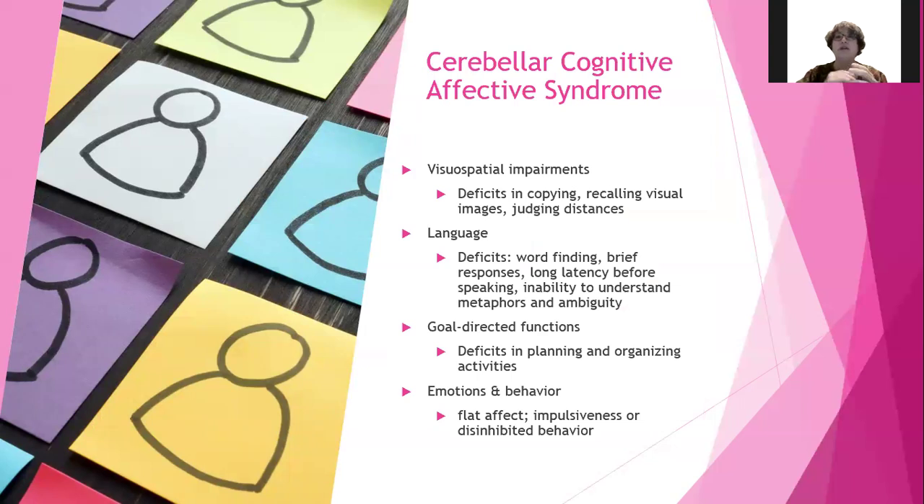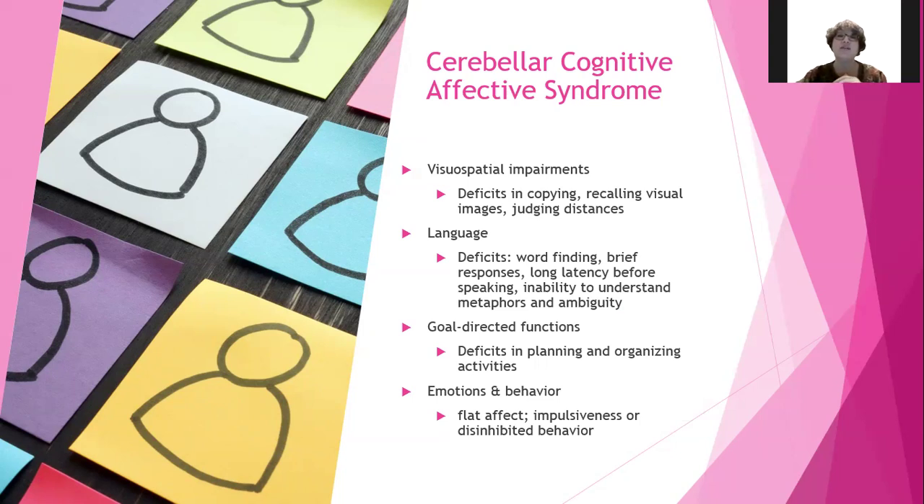Cerebellar cognitive affective syndrome includes visuospatial impairments, so deficits in copying and recalling visual images. We did that little activity where you had to draw, it was a communication activity, but if I just had a simple drawing and said, here, reproduce that, it doesn't work. People have difficulty recalling visual images and judging distances, and that's your dysmetria too.